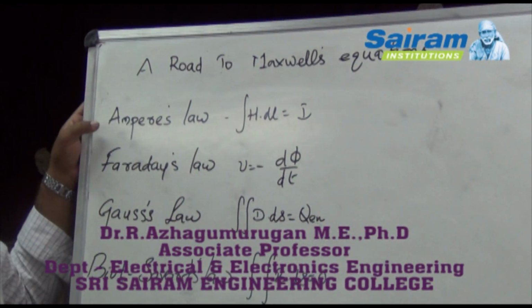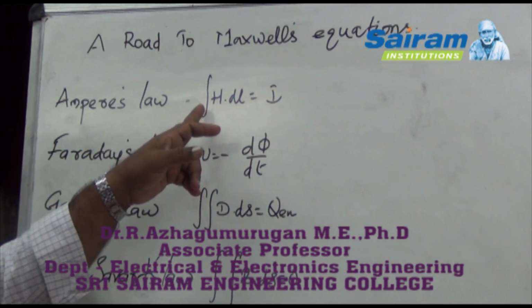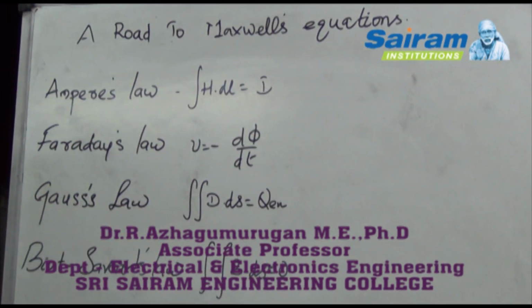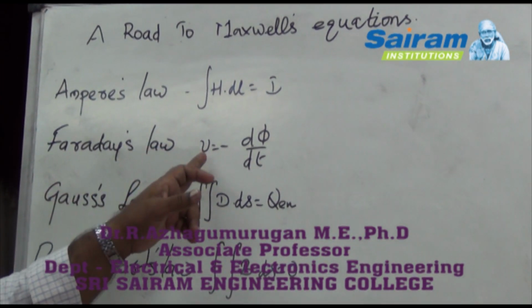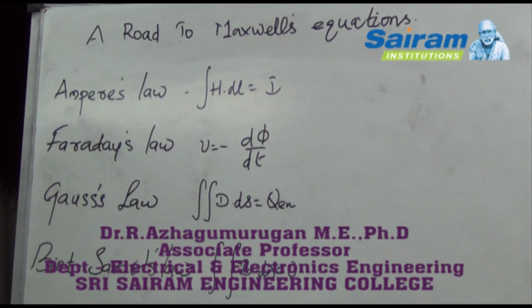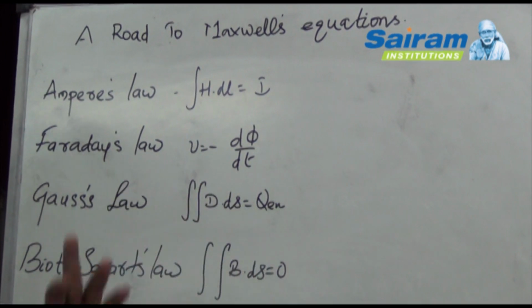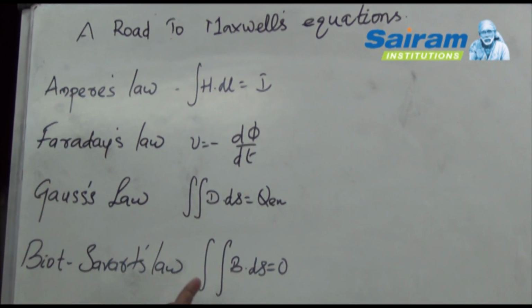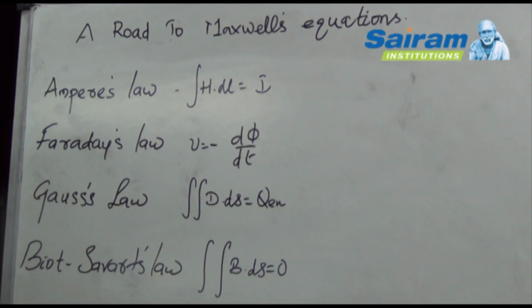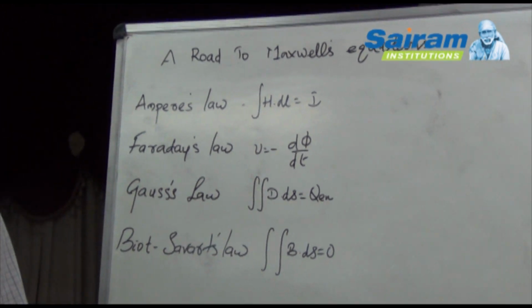So we know the basic Ampere's law: integral of H dot dl equal to I. Faraday's law says the voltage induced is equal to the rate of change of flux linkages. Gauss law says flux is equal to the charge enclosed, and Biot-Savart's law says the integral of B dot ds equal to 0. From these the Maxwell equations are derived.